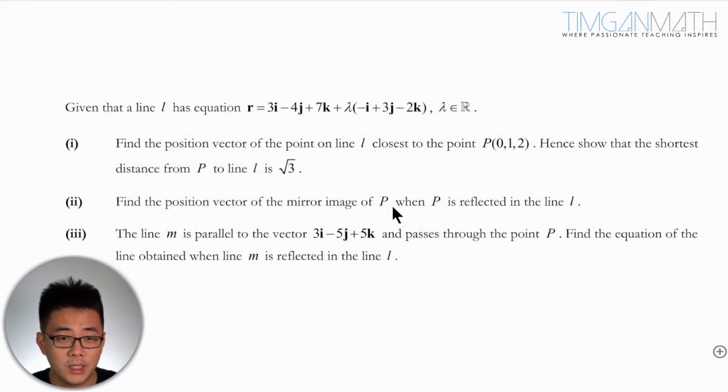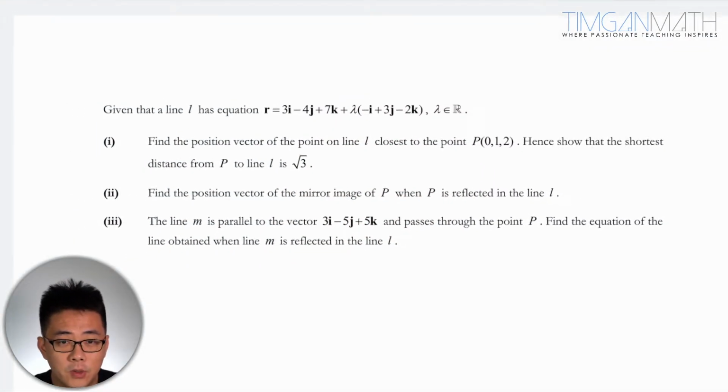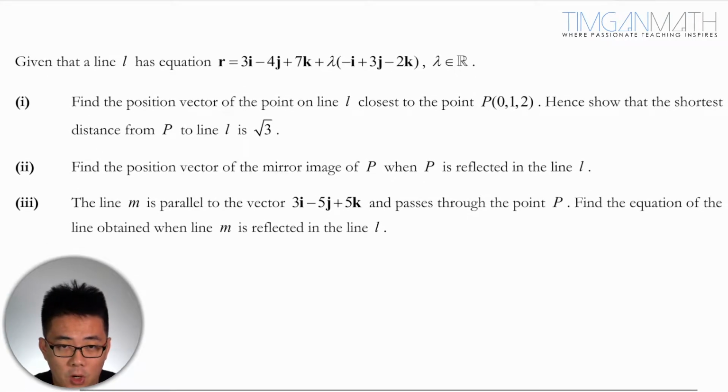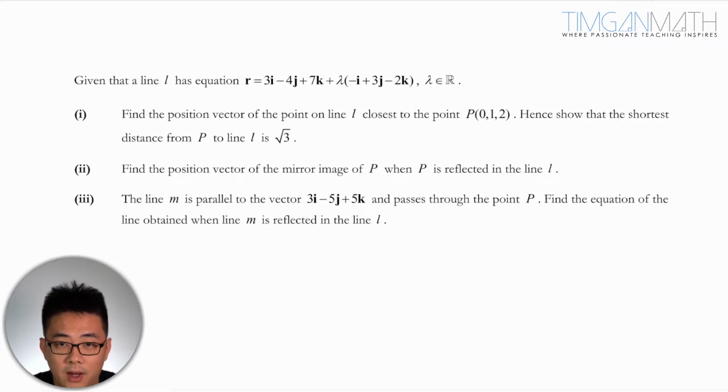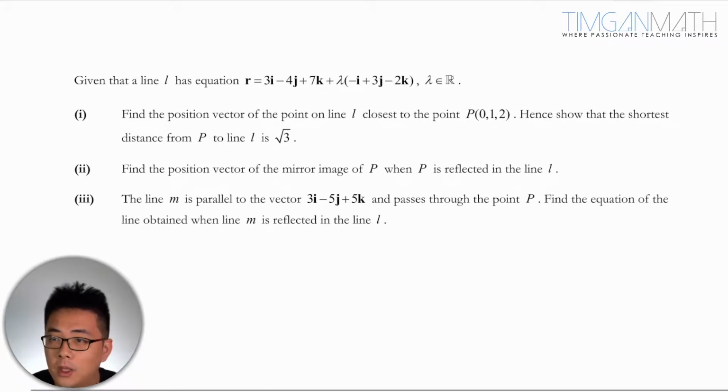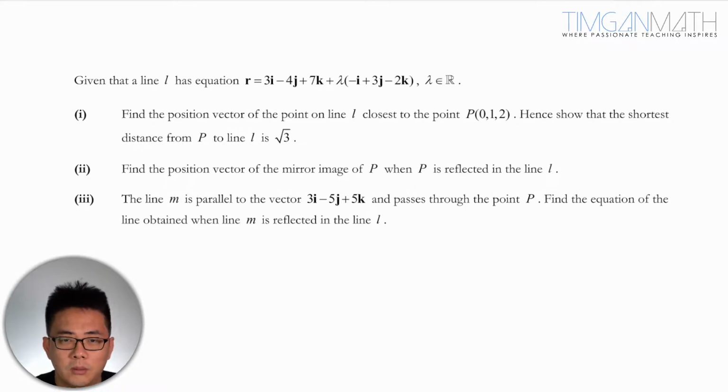Hi students, let's look at this question on vectors, which was taken from one of the tutorial questions from ACJC, I believe. Given that L has an equation of r equals (3, -4, 7) plus lambda (-1, 3, -2), find the position vector of the point F on the line L closest to point P. Hence show the shortest distance of P to the line L is root 3.